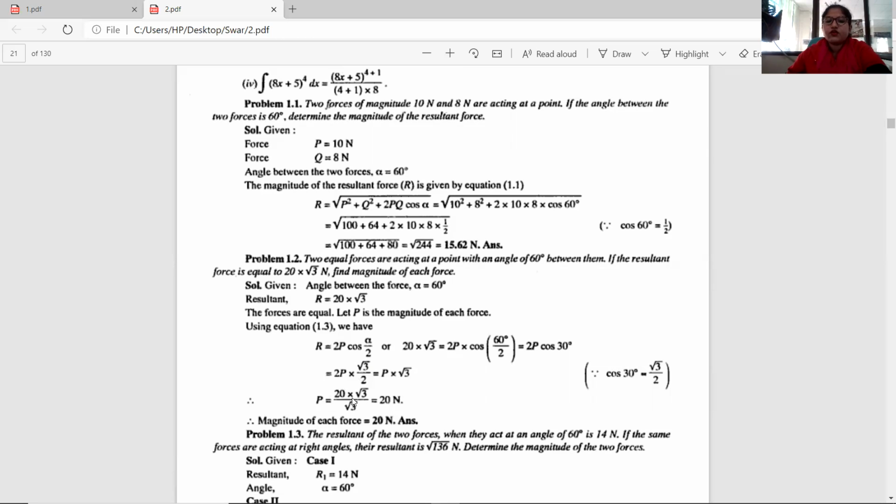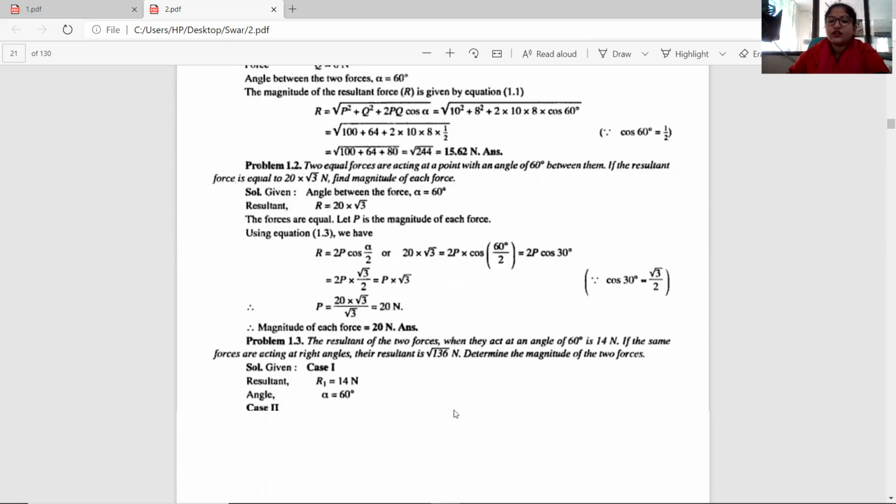If I have to calculate this P, I know the value of R, which is 20 multiplied by under root 3. Then my P value will be 20 Newton. The magnitude of each force will be 20 Newton.